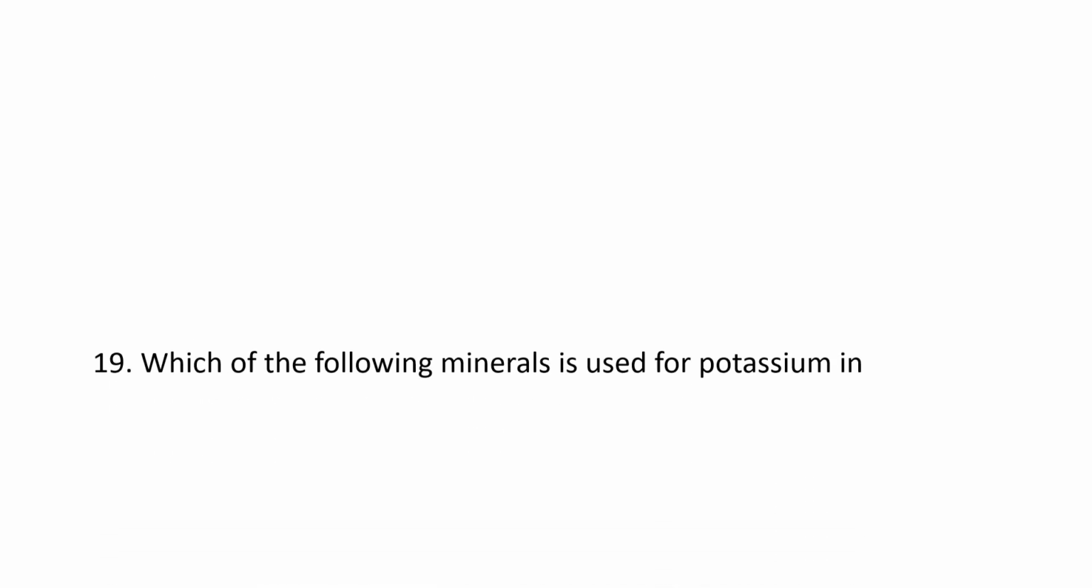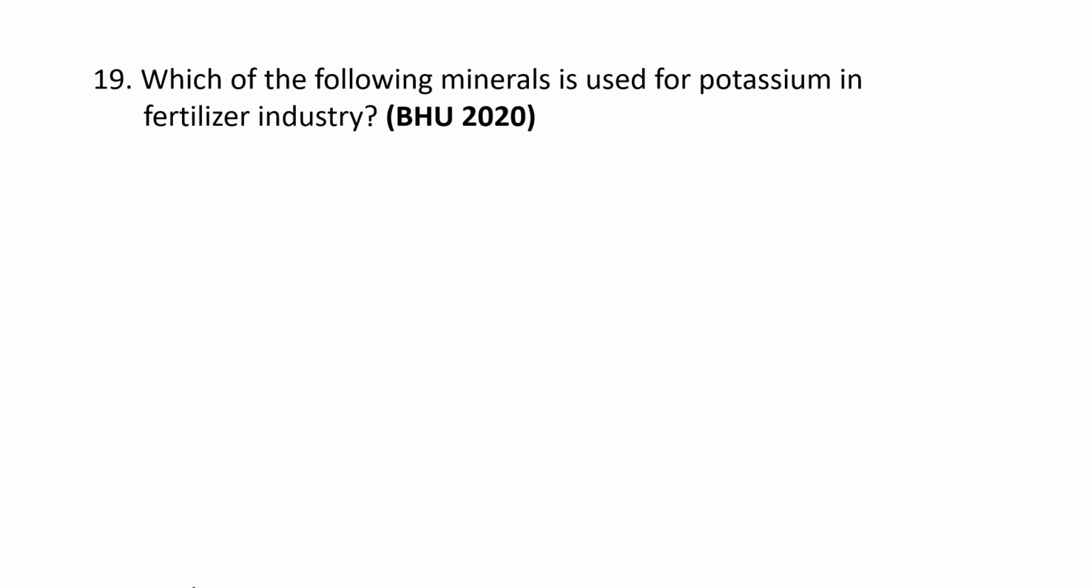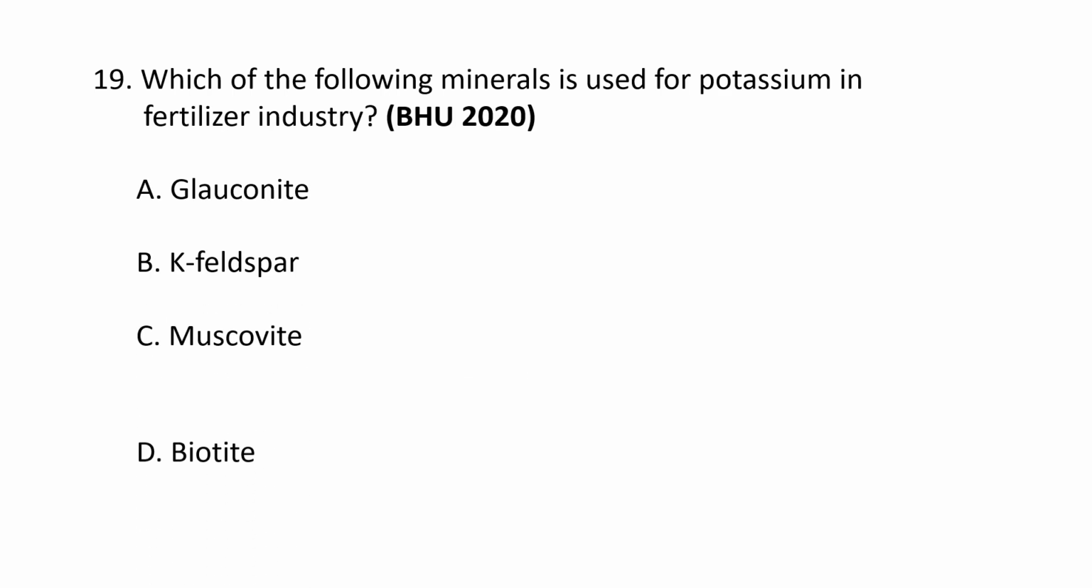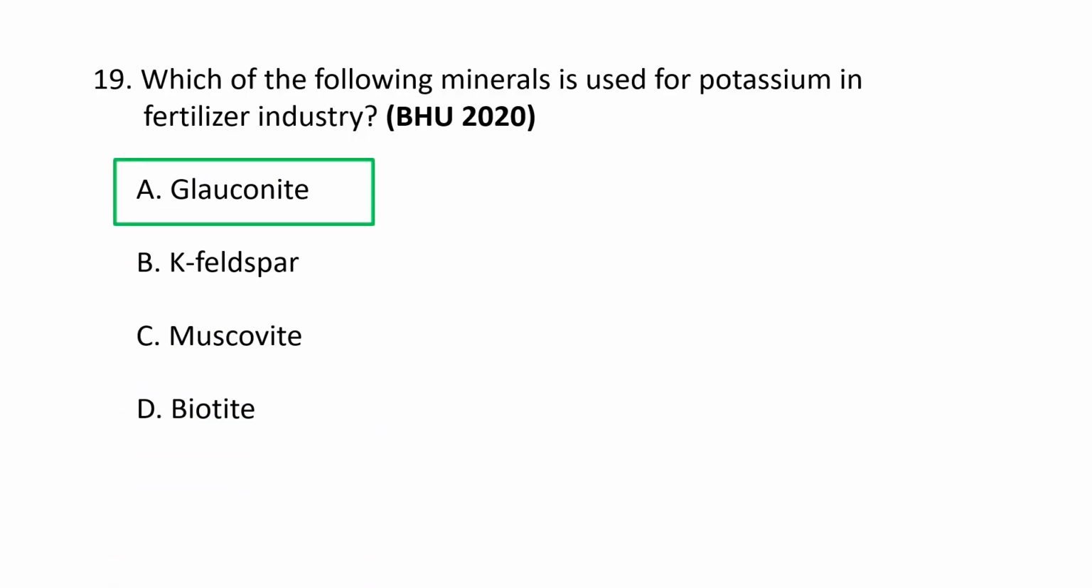Next question. Which of the following minerals is used for potassium in the fertilizer industry? The choices are A. Glauconite, B. Potash feldspar, C. Muscovite, and D. Biotite. So the correct option goes as A. Glauconite. Glauconite is the mineral used in the fertilizer industry as a source of potassium. Glauconite is a naturally occurring mineral that is rich in potassium, making it a valuable component in many fertilizers. It is often found in greensand, a sedimentary rock, and it can be used as a natural alternative to traditional potash fertilizers.